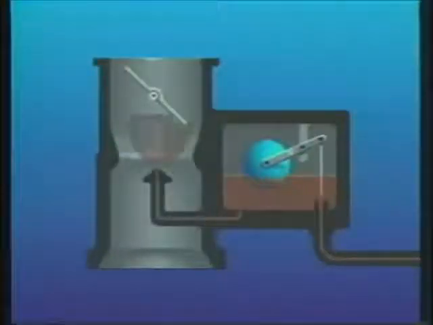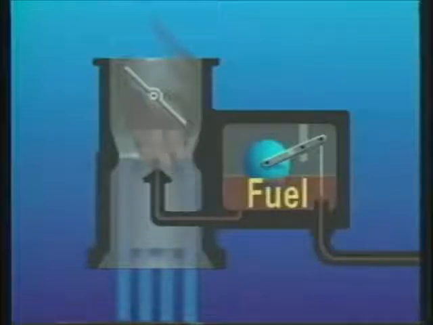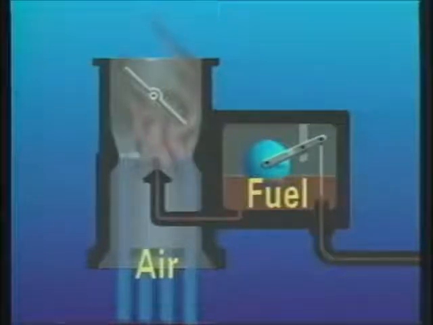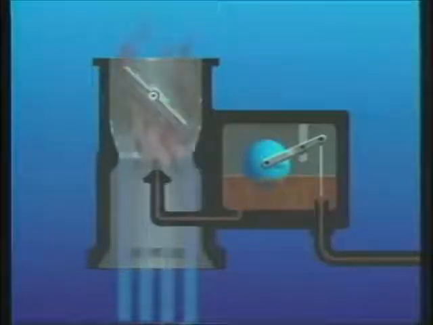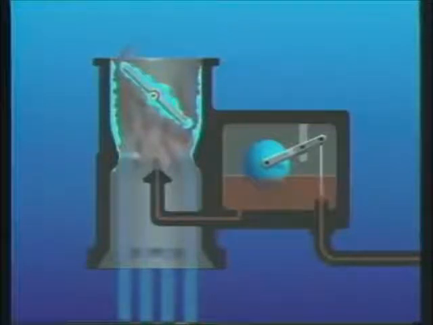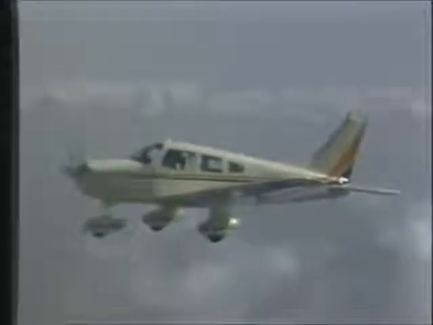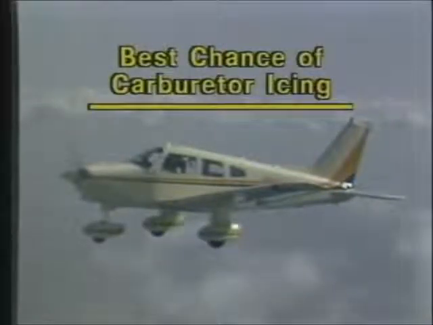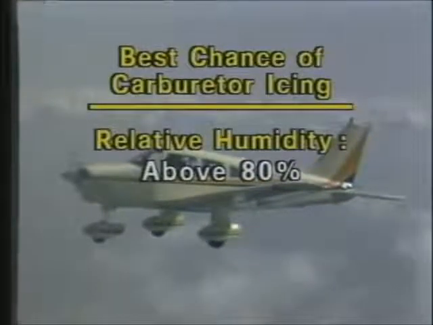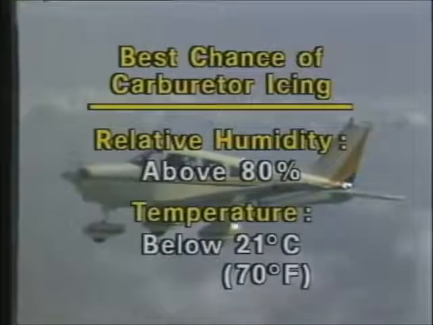Another potential source of engine roughness and possible fuel starvation is carburetor icing. Because of the rapid cooling that takes place inside the carburetor when fuel vaporizes and the air expands, moisture can condense, freeze, and begin adhering to the internal surfaces. This accumulation of ice can substantially restrict or even cut off the fuel-air mixture to the engine. Although carburetor icing can occur over a wide range of conditions, it is most likely to form when the relative humidity is above 80% and the temperature is below 21 degrees Celsius or 70 degrees Fahrenheit.